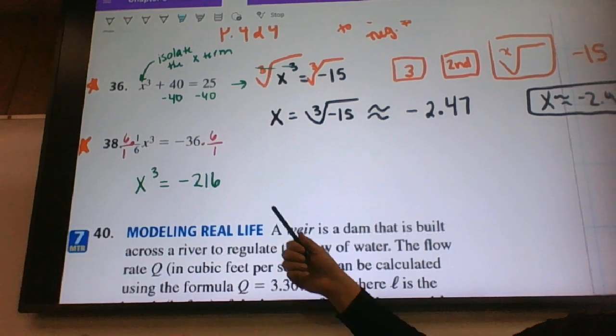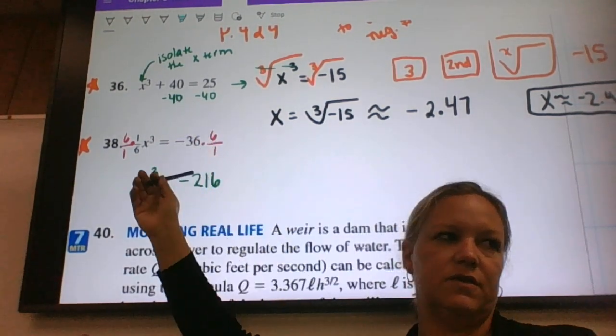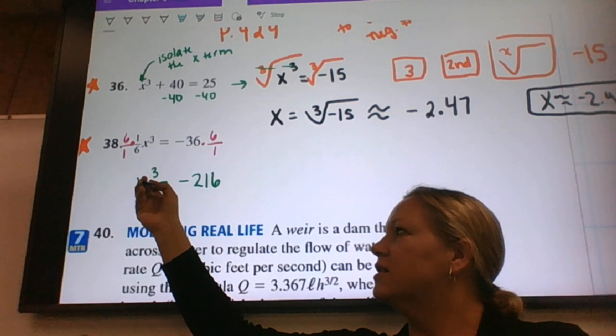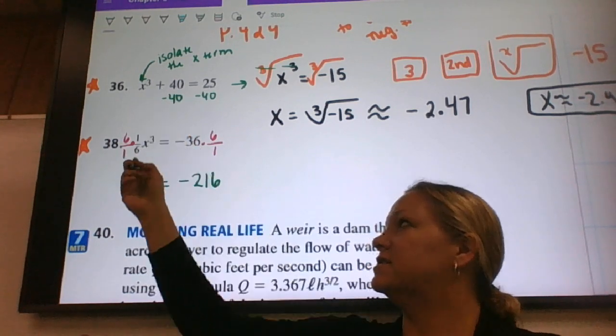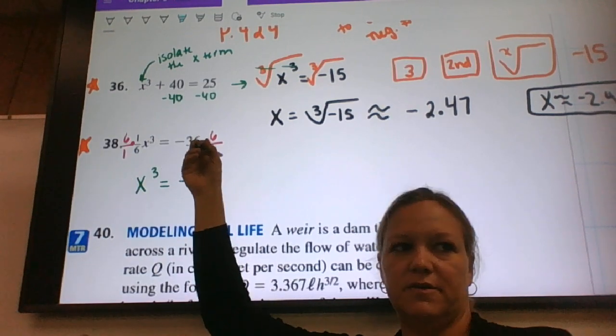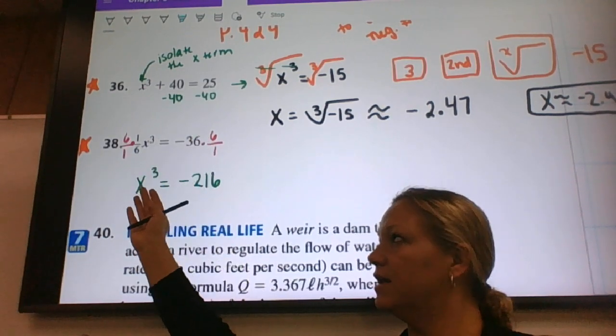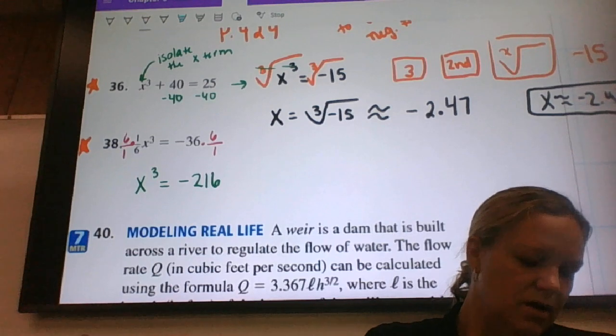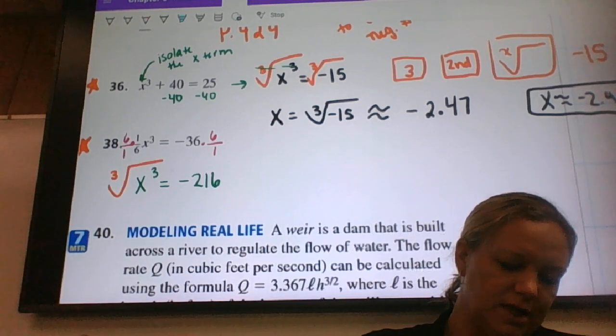So that's, in the world of the math curriculum writers, the same concept. We had to subtract 40 first. We had to multiply 6 first. That's both isolating the x value. Now I will cube root both sides.